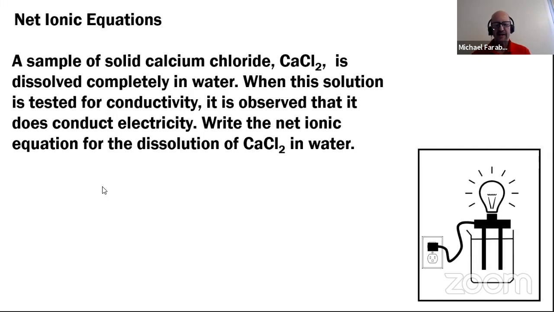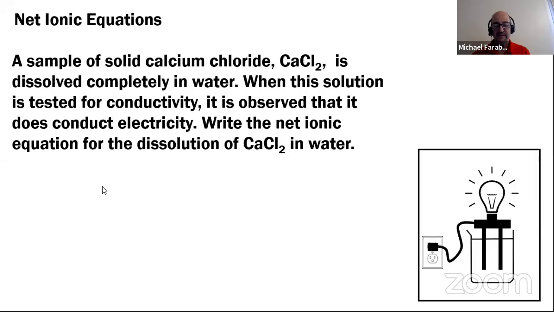A sample of solid calcium chloride is dissolved completely in water. When this solution is tested for conductivity, it is observed that it does conduct electricity. Write the net ionic equation for the dissolution, or dissolving, of calcium chloride into water.